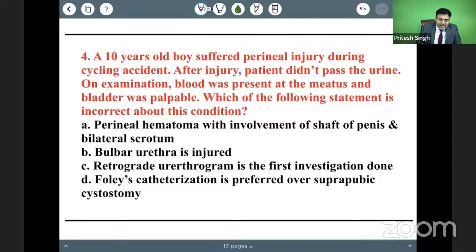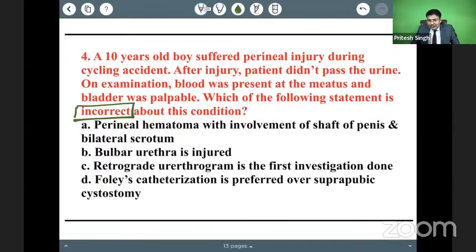So you tell me what's the answer. A. Perineal hematoma with involvement of shaft of penis and bilateral scrotum. B. Bulbar urethra is injured. C. Retrograde urethrogram is the first investigation done. And D. Foley's catheterization is preferred over suprapubic cystostomy. Tell me, which one is correct?